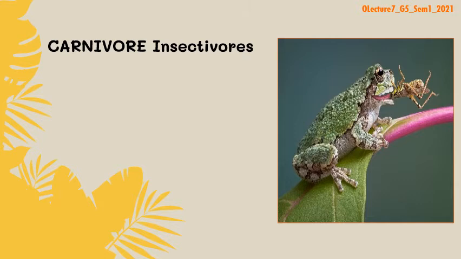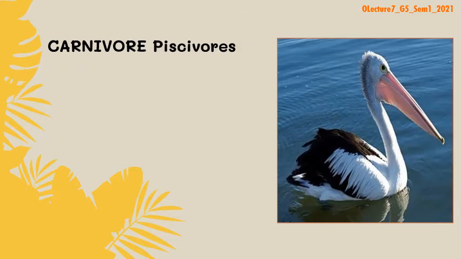A carnivore insectivorous animal feeds on insects such as spiders, frogs, anteaters. So these animals are called insectivorous animals since they feed on insects. Piscivorous animals feed on fish mainly. So animals such as pelicans, whales feed on fish. They are classified and considered as piscivorous animals.